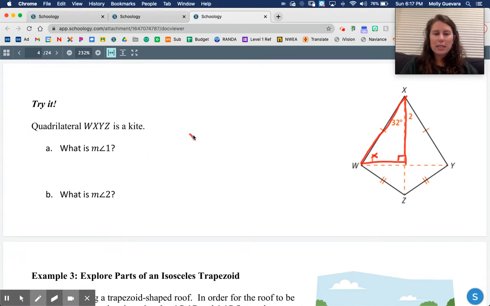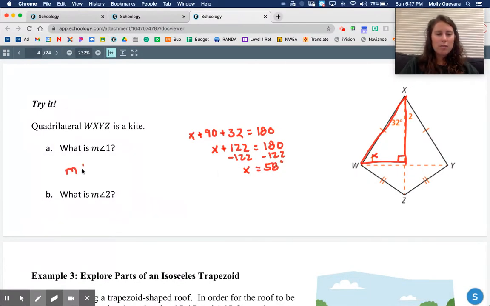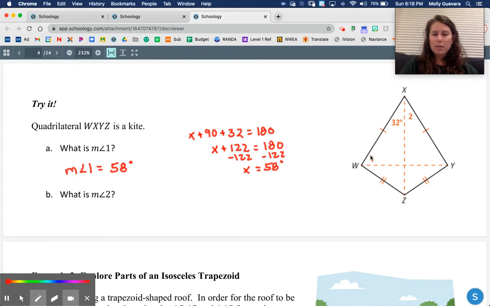Okay, and so I can set up that equation again. X plus 90 plus 32 equals 180. I can combine the 90 and 32 to get 122. Subtract 122 from both sides. And I'm going to get that x is 58 degrees. So that tells me that the measure of angle 1 is 58. I'm going to go ahead and get rid of this, and I'm just going to fill that in now that we know what that is. So this is 58.